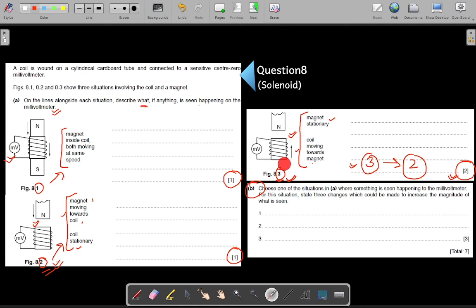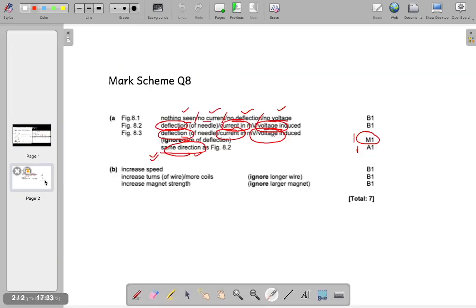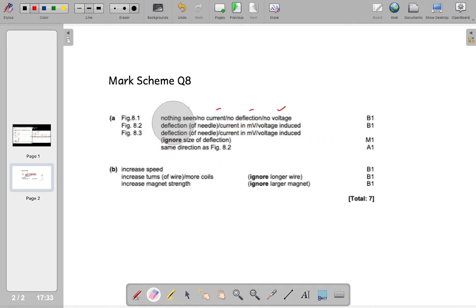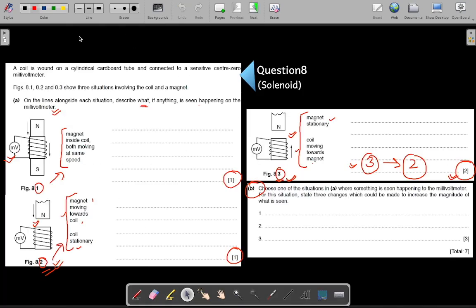All these things we have done when we were talking about solenoids in the video that we studied. So let us look at the answers. Three things: increase the speed, increase the turns, increase the magnetic strength, right? So that's how we solve this question. Let me clear this mark scheme for you all so that you can have a good look at it and understand how the mark scheme works. So we are done with this question as well. Thank you.